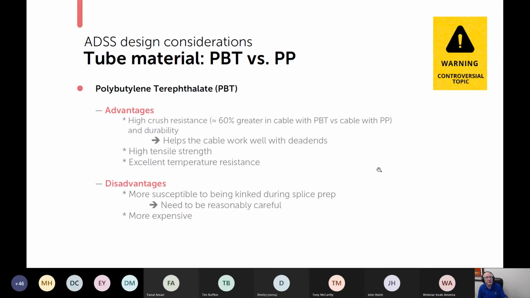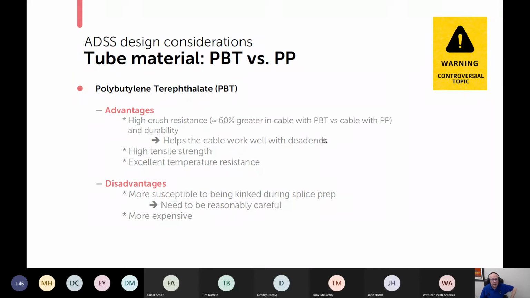Tube materials. So this is another controversial topic. The two most commonly used materials are PBT. I won't even attempt it. Well, I will attempt. Polybutylene terephthalate, PBT, versus polypropylene. PBT has high crush resistance, so it's about 60% greater in a cable with PBT versus cable with polypropylene. Excellent durability. These features make the cable work well with the dead ends.